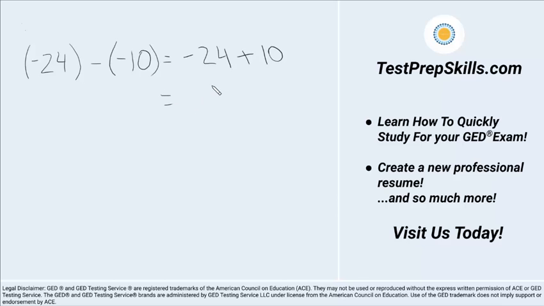Okay, so now that we've dealt with our parentheses, we can go ahead and simply solve this operation. So now we have negative 24 plus 10, and that's simply negative 14, and that's our answer.